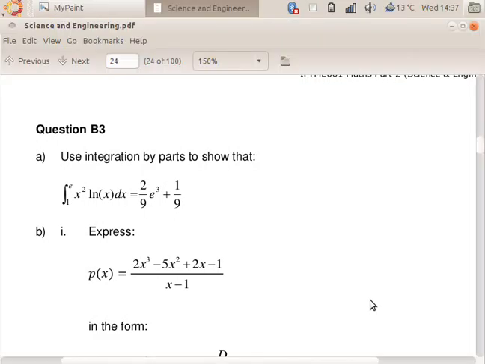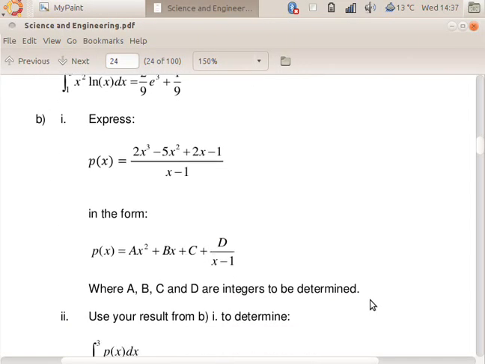Okay, next one now. This one we've actually seen in section A. It's where you want to write this in terms of a quadratic plus this one here. Okay, so can you just make note of this?